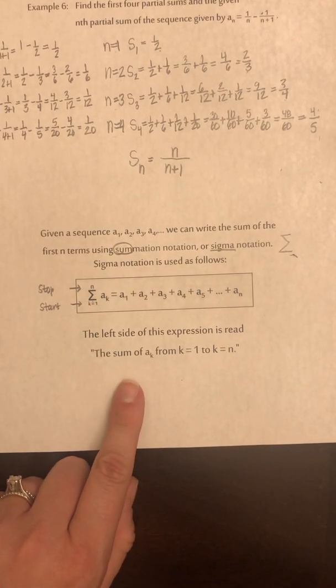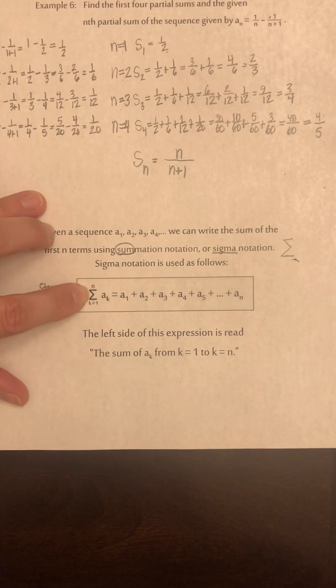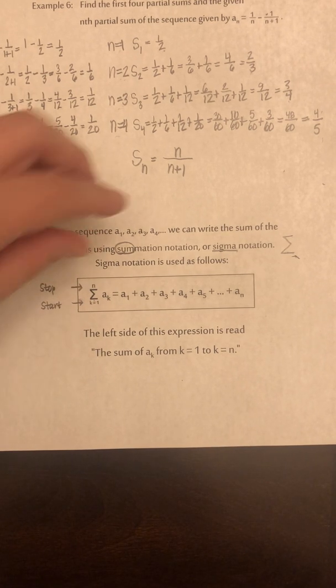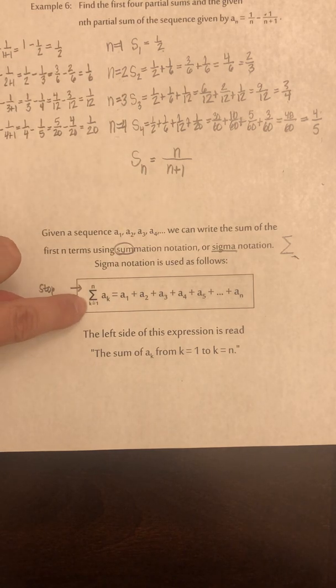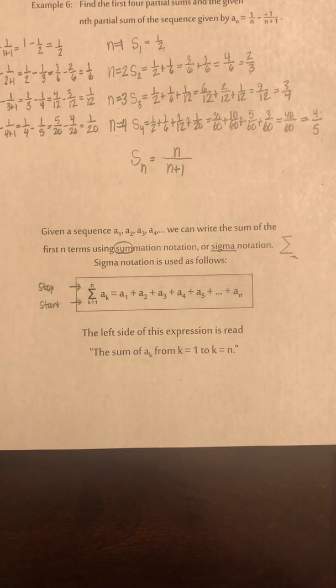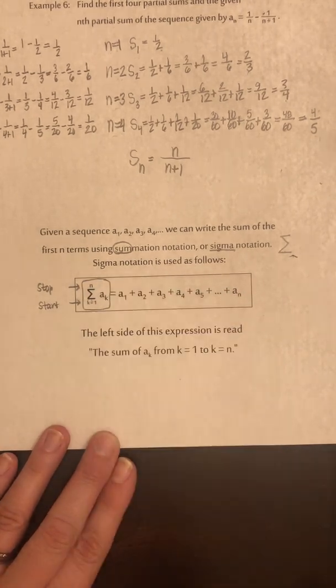So the way that we would read this out loud, we would say the sum, because there's that symbol, the sum of a sub k from k equals 1 to k equals n. That's how you would read this part right there.